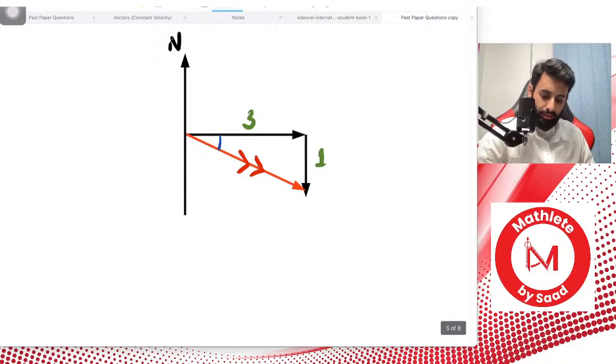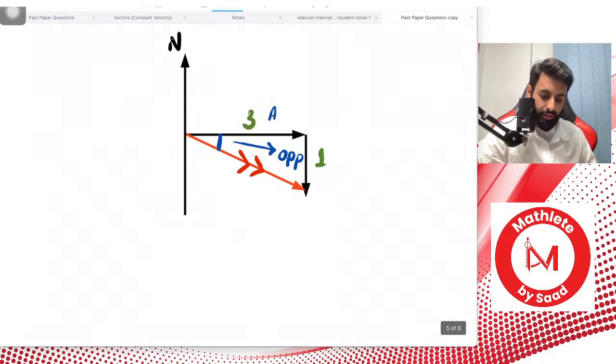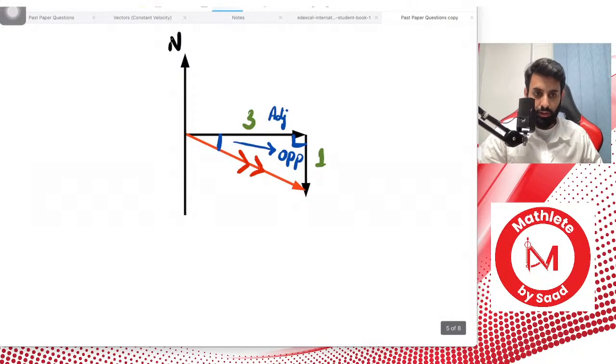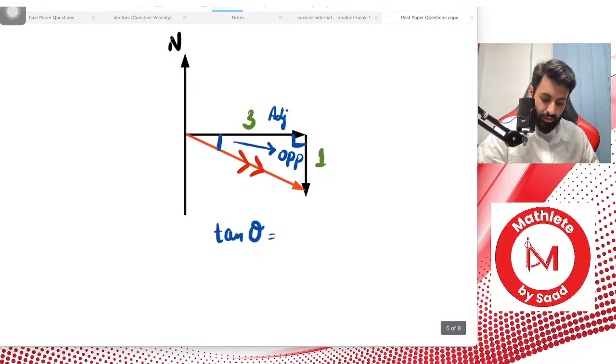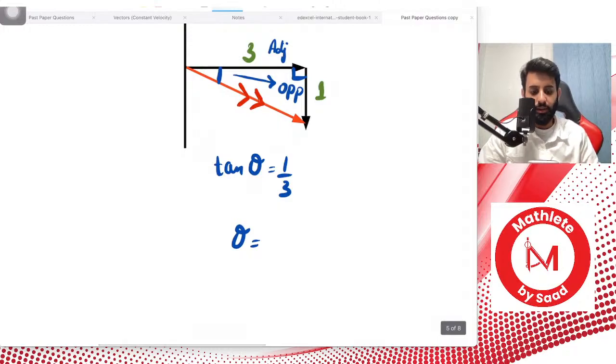So this is the angle that we'll have to find. Okay. So how do you find this angle? Let's see. This is the opposite length. And the length that we have is the adjacent length. So what trigonometric ratio can we use over here? We can use tan. All right. So tan, let's call this theta. Tan theta equals 1 upon 3. That means theta is equal to, let's find out, the tan inverse of 1 upon 3.